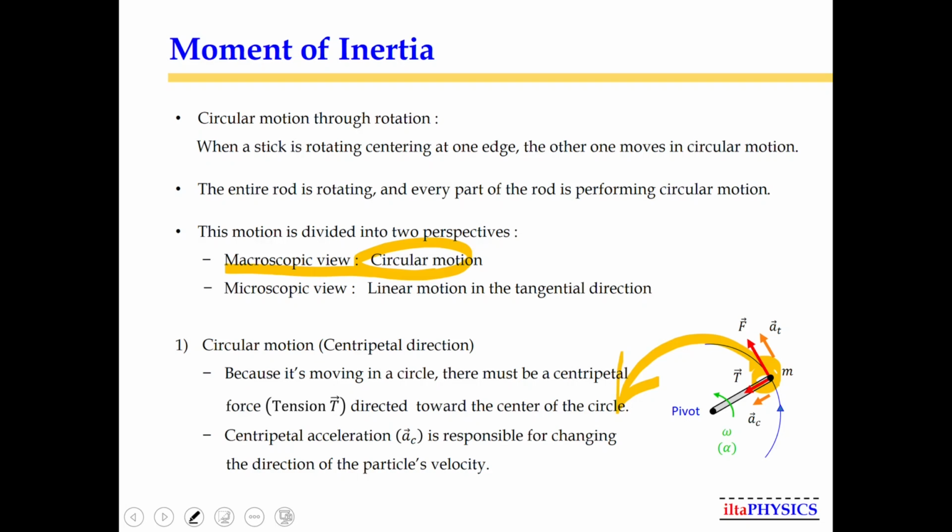For an object to move in a circle, its direction of motion must change every single second. Therefore, a centripetal force must be acting toward the center. In this case, that force appears as tension in the centripetal direction, and this force creates centripetal acceleration. This centripetal acceleration is what constantly changes the velocity's direction, keeping the object on its circular path. This is a review of what we covered when we first discussed circular motion. It's the dynamical explanation for why an object stays in a circular orbit.